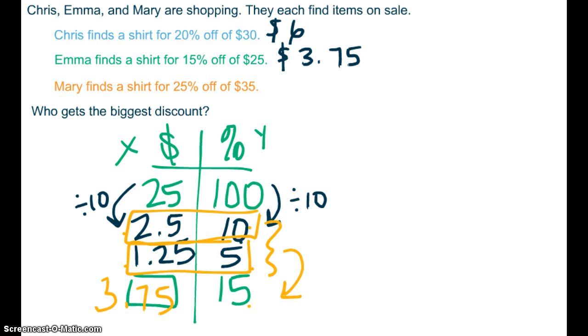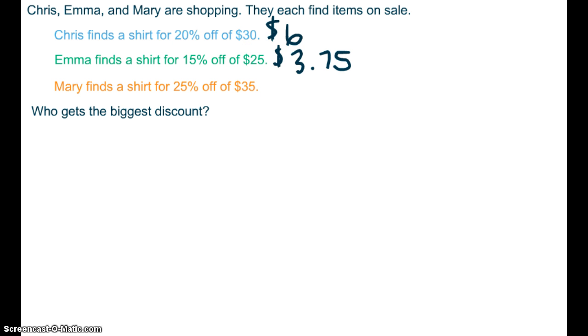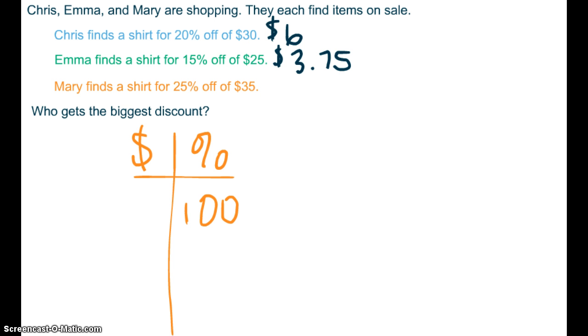So far Chris is in the lead. Even though his shirt is $30, his 20% off is worth $6. So now let's look at Mary. Alright, so let's draw our table. Dollars to percent. 100% of our cost, we know, is $35. That's the total amount that she's going to pay.